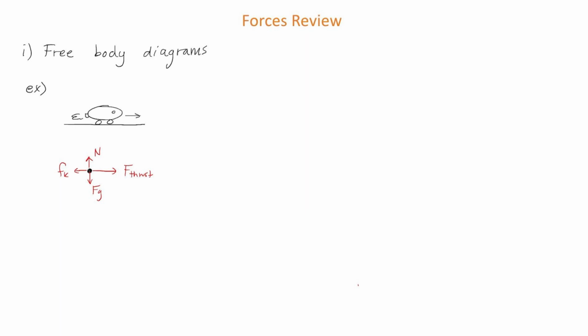Now we were also told that the car is accelerating to the right. That means the net force acting on this car is directed to the right. So we draw the net force vector like this. Let's look at a tougher example.